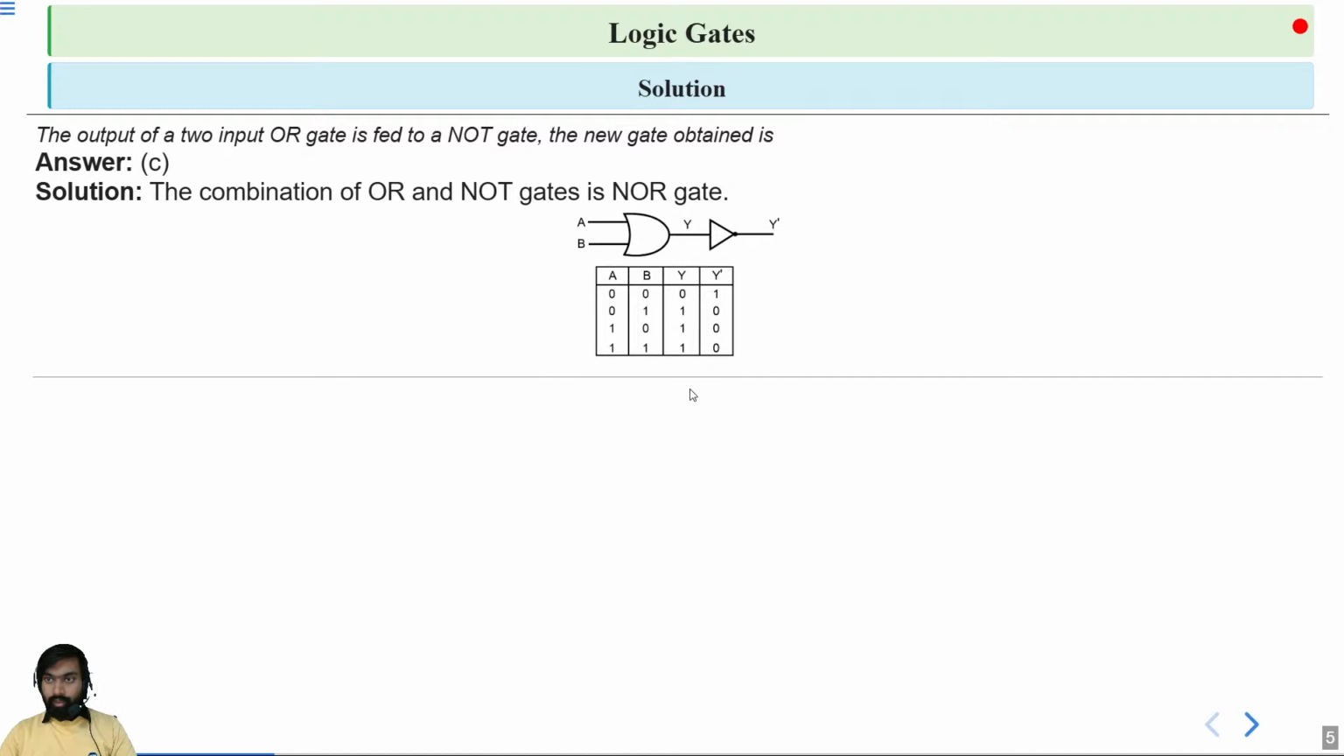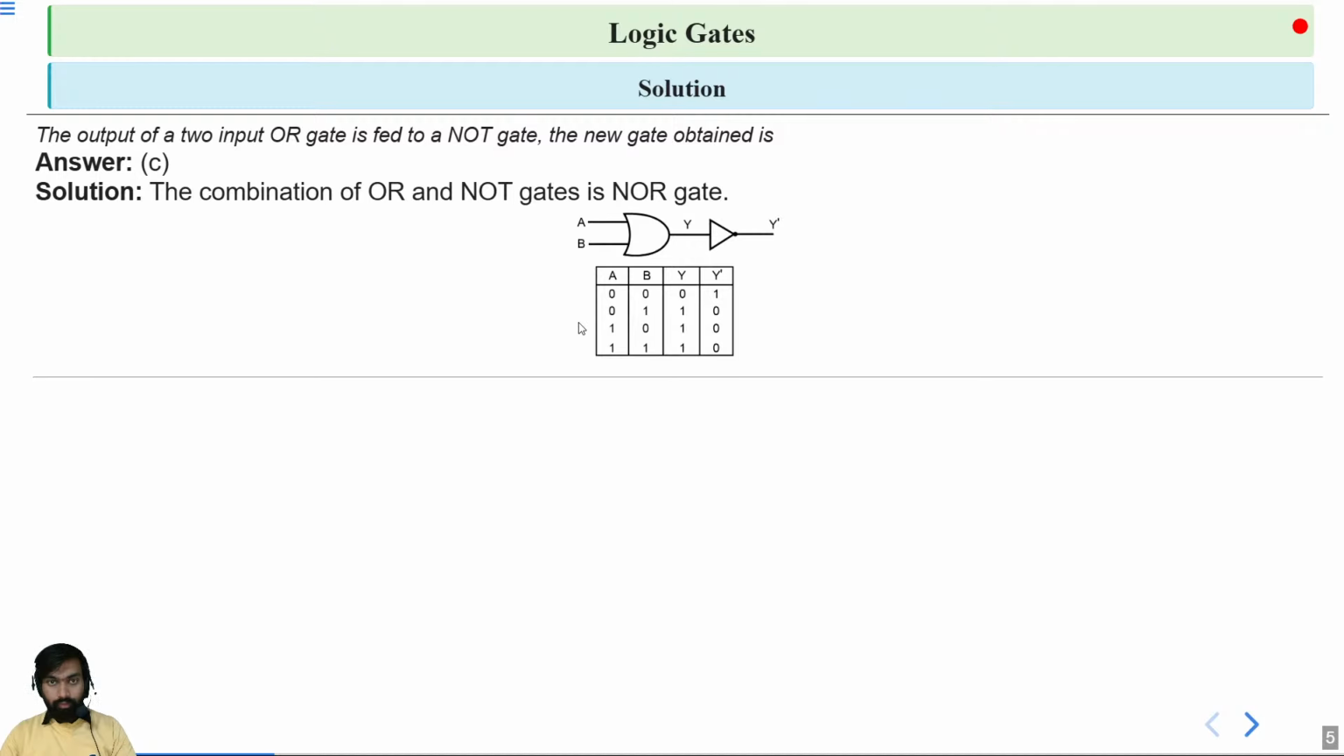So look at here. A NOR gate is a logic gate that combines the functions of an OR gate and a NOT gate. First, an OR gate produces a high output if at least one of its inputs is high. Then a NOT gate inverts the output, turning high into low and low into high. So when these two are combined in a NOR gate, the output is high only when all inputs are low. Otherwise the output is low, and this makes the NOR gate a fundamental logic gate used in digital circuits.